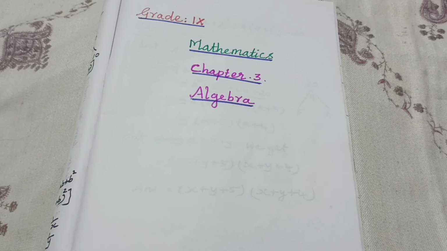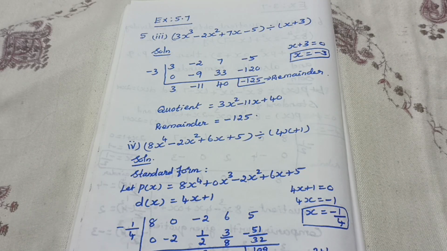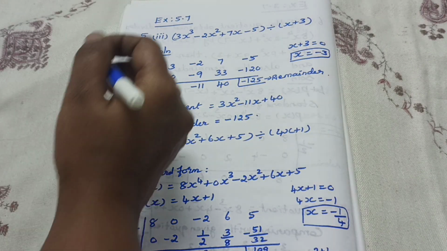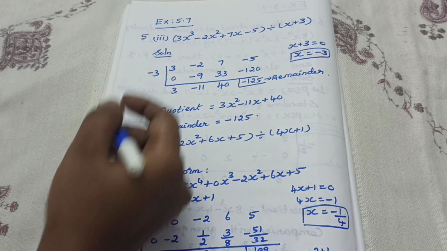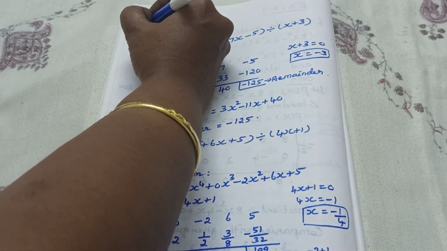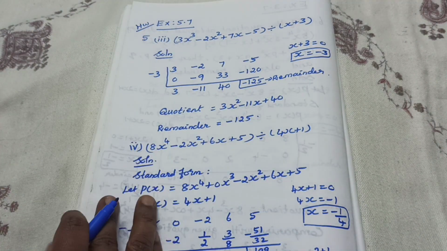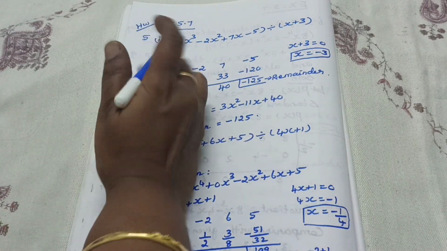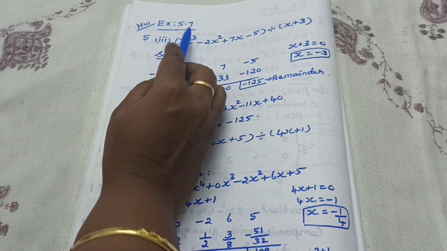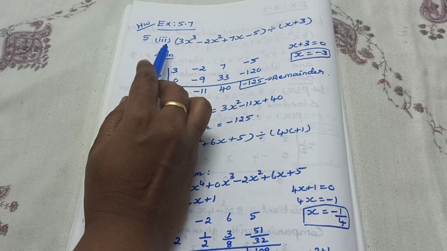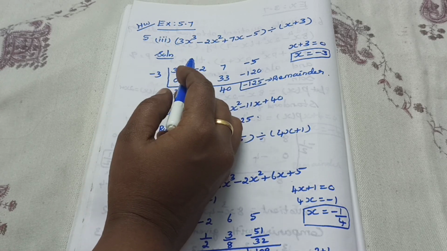Today we are going to see the continuation of the third chapter, Algebra. Dear children, take your third chapter note and write it down. Children, all of you take your homework, the previous class homework, and check it. Have you completed your homework? Then exercise 5.7, fifth sum, third subdivision and fourth one.